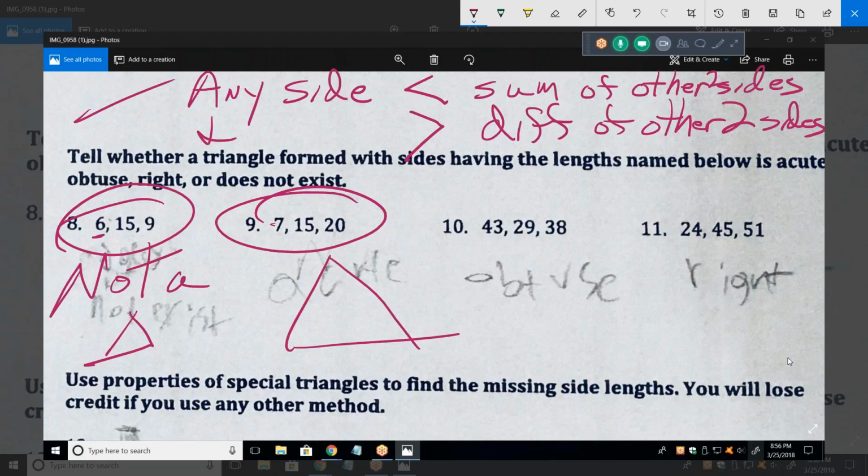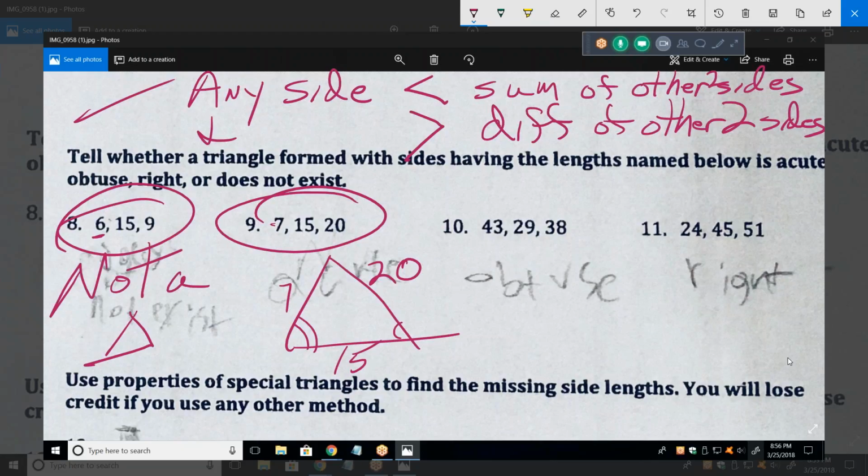Now, there's the shortest side, the medium side, and the long side. How do you tell if that is acute or obtuse? I'm not sure. Well, first of all, I know that angle is the smallest angle, because the other rule about triangles is the smallest side is always opposite the smallest angle, and the largest side is always opposite the largest angle.